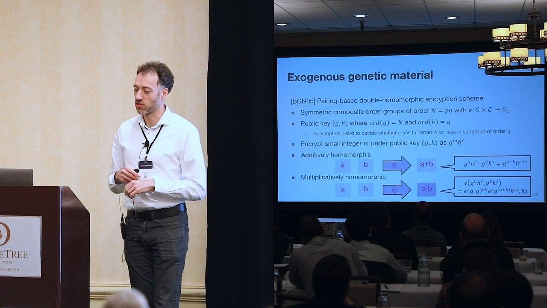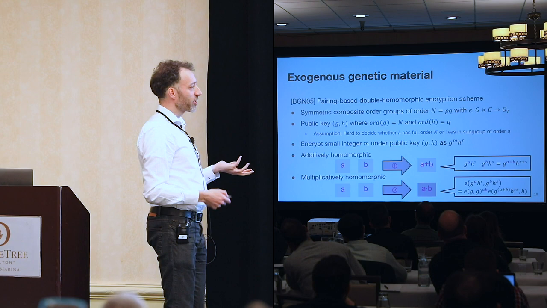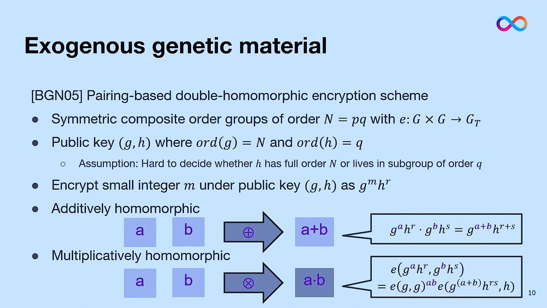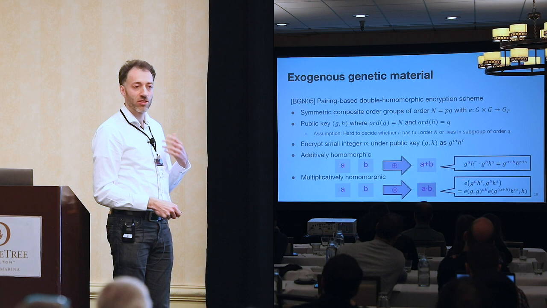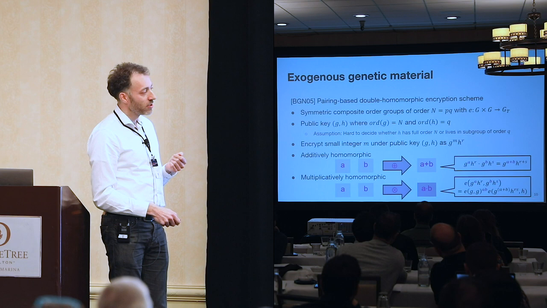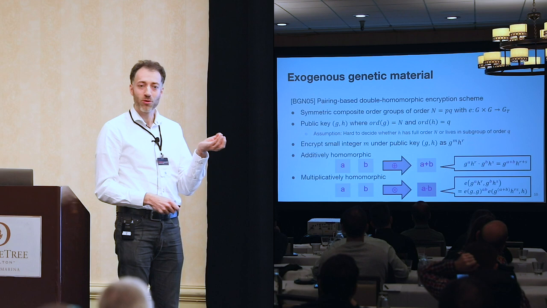The really cool thing about it was that it was doubly homomorphic. For the additive property, you just multiply two ciphertexts together and you get an encryption of the sum of the two plaintexts. But the real power came from the pairing, because if you take two ciphertexts and pair them together, and work out all the mathematical details, what you get is a pairing of G with G raised to the power A times B, so multiplication. Then you have a pairing with some other stuff which is paired with H, but remember, H has order Q, so this thing on the right-hand side lives in the order Q subgroup.